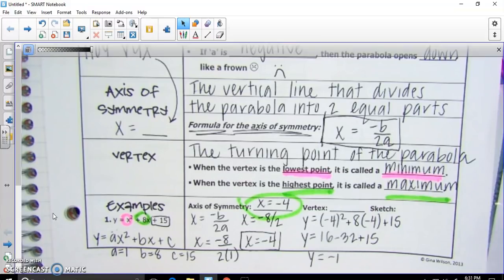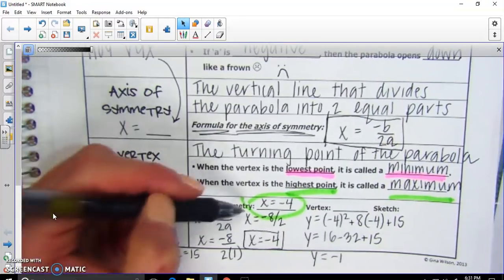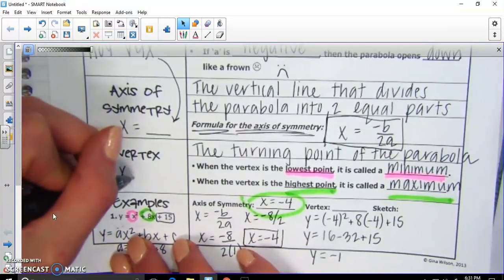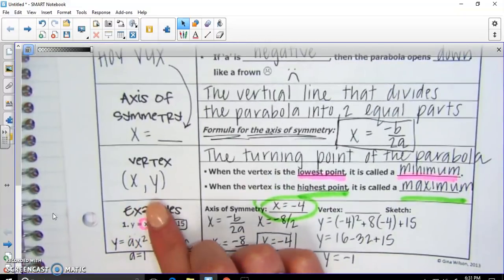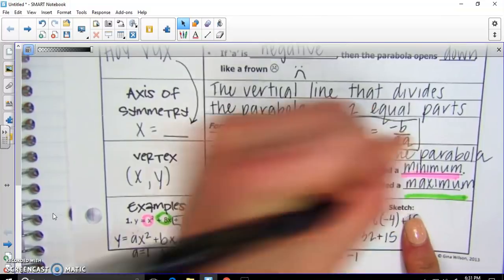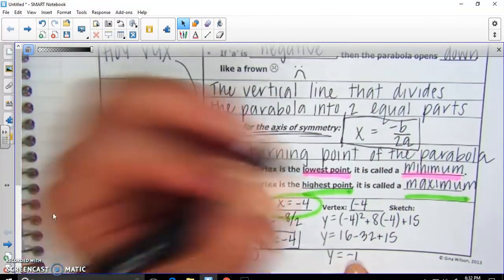Now, how should we write our vertex? Is the vertex a y equals something? No, the vertex is a point, okay? So it's an x and a y. It's an actual ordered pair. And that comes from the x of the axis of symmetry, so it's going to be that negative 4. And the y value is what we just found, negative 1.